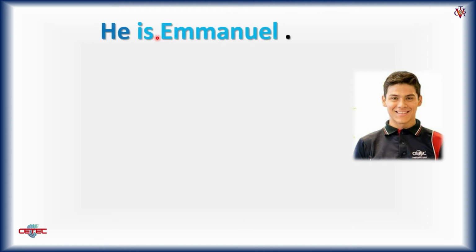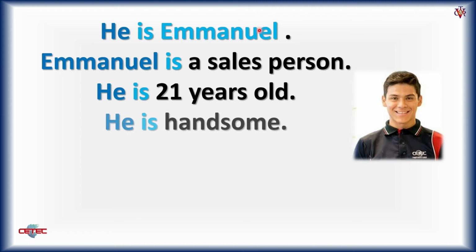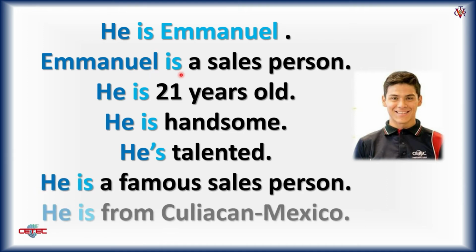Let's see another example. He is Emmanuel. That person in the picture, it's a man because they use he. Emmanuel is a salesperson. He is 21 years old. He is handsome. He is talented. He is a famous salesperson. He is from Culiacan, Mexico. So in that sentence, all the sentence is he, because we are talking about him. And don't forget, Emmanuel, it's a man. So they use he.